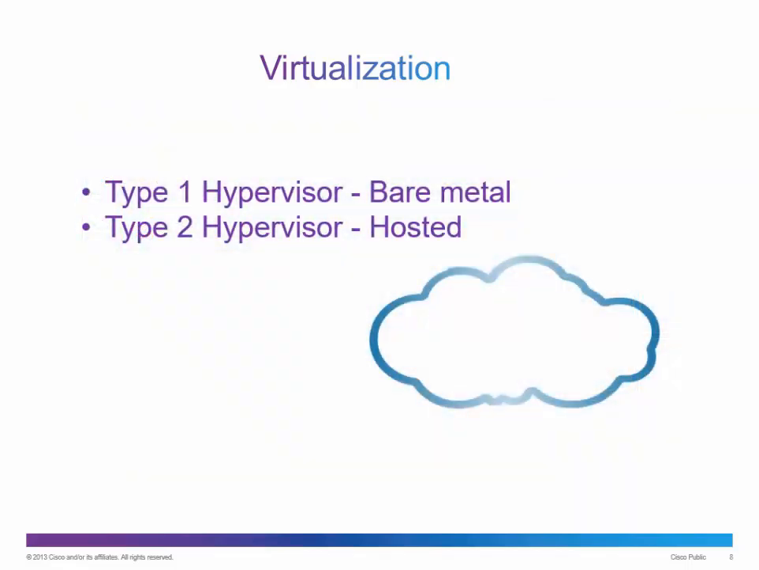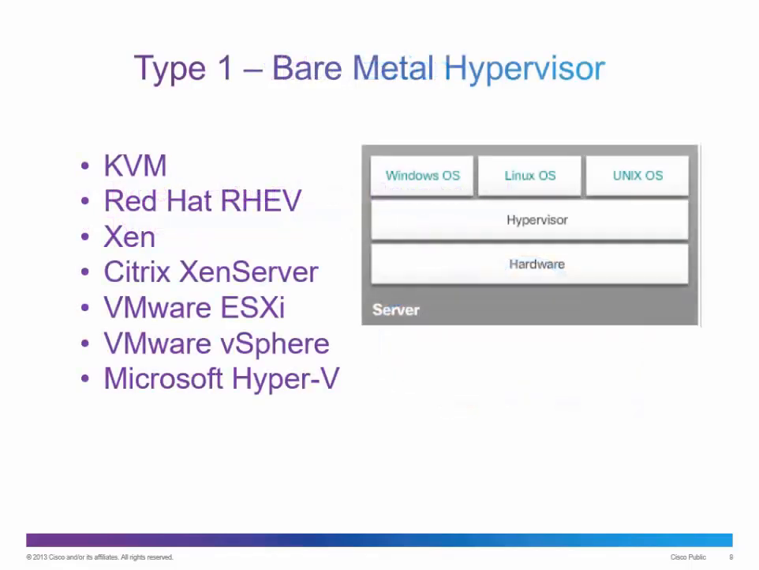There are two types of hypervisors used in virtualization: a Type 1 hypervisor, known as a bare metal hypervisor, and a Type 2 hypervisor, known as a hosted hypervisor. A Type 1 bare metal hypervisor is a virtualization server. The hypervisor is an operating system that's installed onto the hardware directly, after which virtual computers can be created.